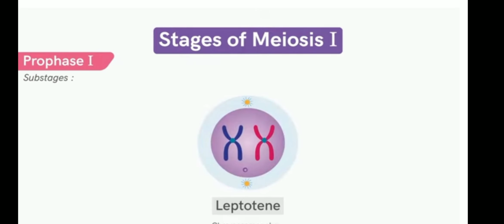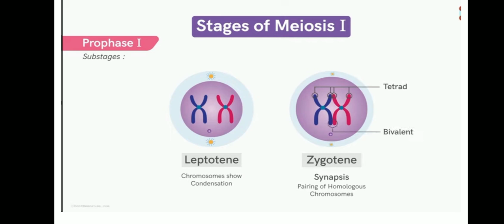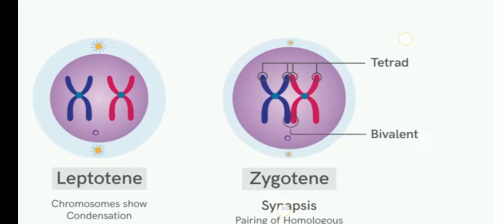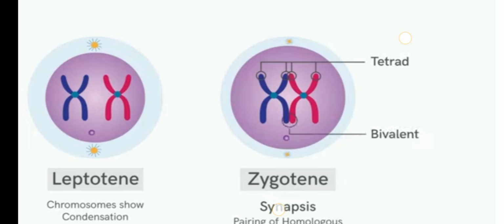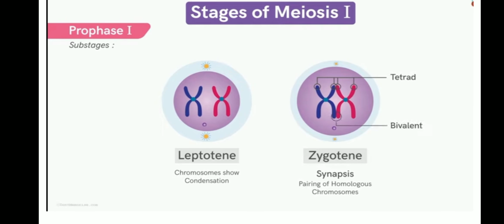Okay, and next stage is what? Zygotene. Here two homologous chromosomes are approaching each other and begin to pair. This pairing of homologous chromosomes is called synapsis. They are pairing each other. These chromosomes are approaching each other and they begin to pair. That's what we call synapsis.